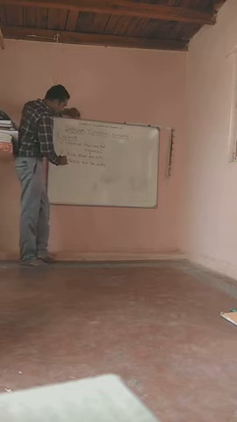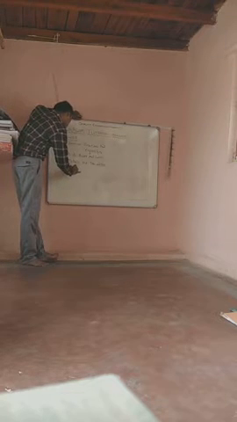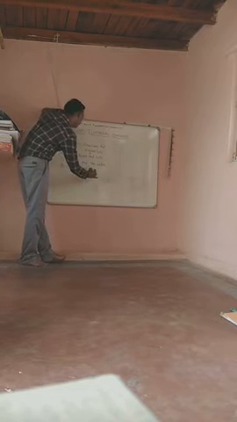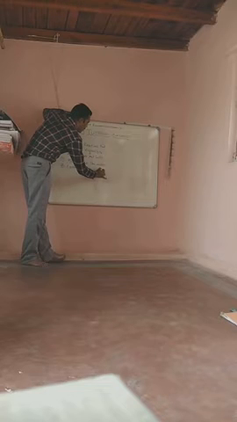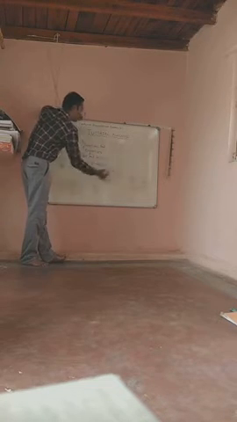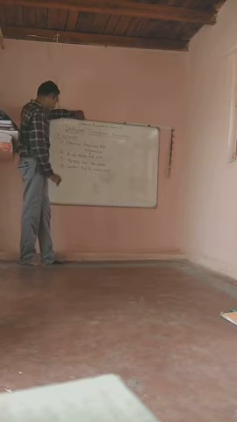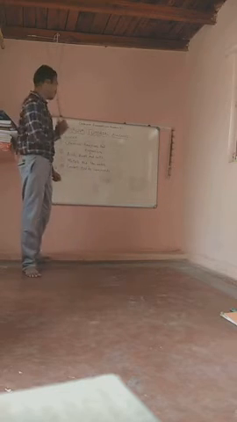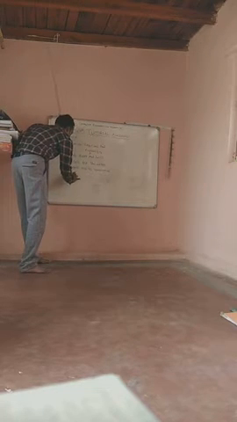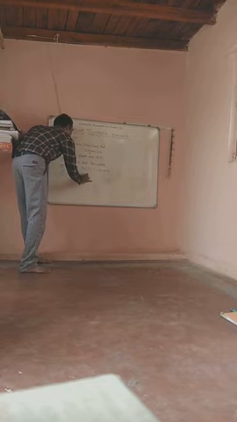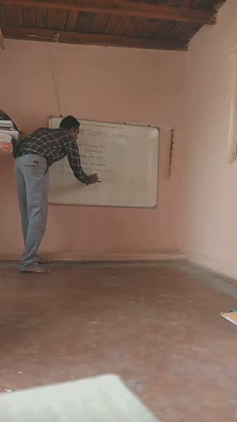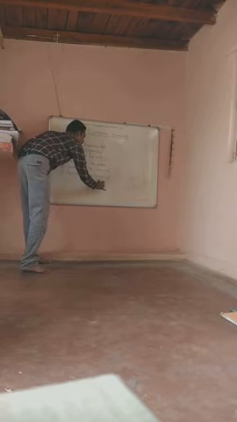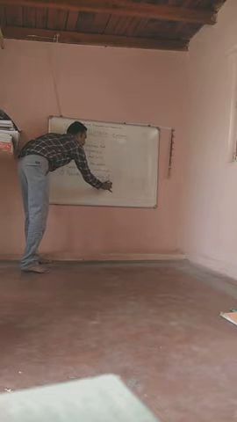Fourth chapter, we have to discuss carbon and its compounds. Okay. Now fifth chapter, we have to discuss periodic classification of elements.